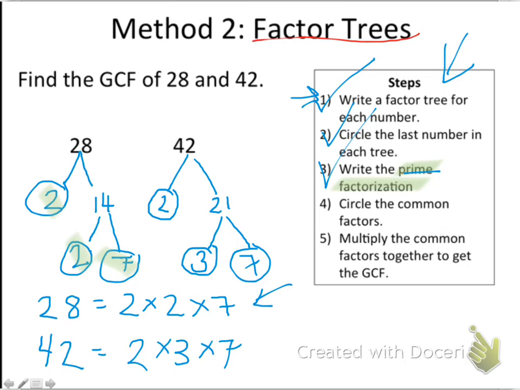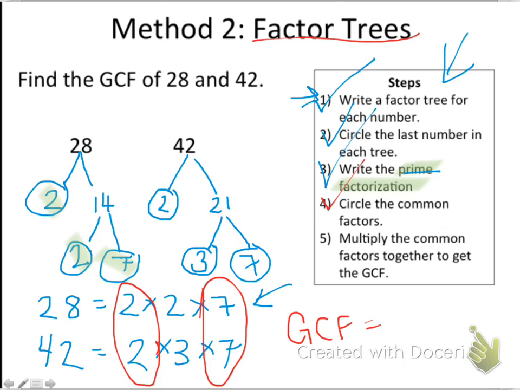It says circle the common factors. So I go through and find any factors that the two have in common. They have 2, then there's 2 and 3, that's not the same, and then they have 7. Excellent. It says multiply the common factors together to get the GCF. So I know the GCF is equal to whatever 2 times 7 is. And that's 14. So in the end, the GCF of 28 and 42 is 14. That's the end of my first example.